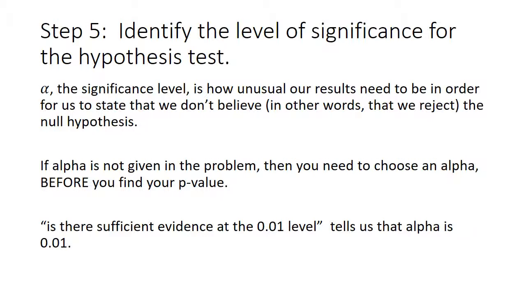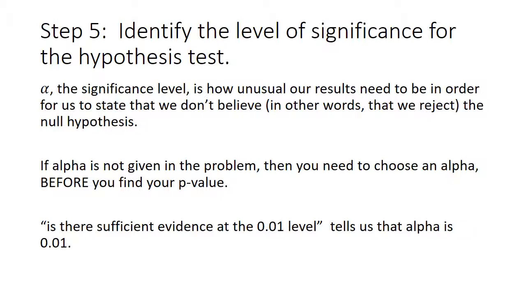Now, we are going to identify the level of significance for our hypothesis test. This is called alpha. And you really should do this before you find your p-value. Don't know why our homework does it after. Because the alpha, the significance level, tells us how unusual our results need to be in order for us to say, hey, we're not so sure about this null hypothesis.